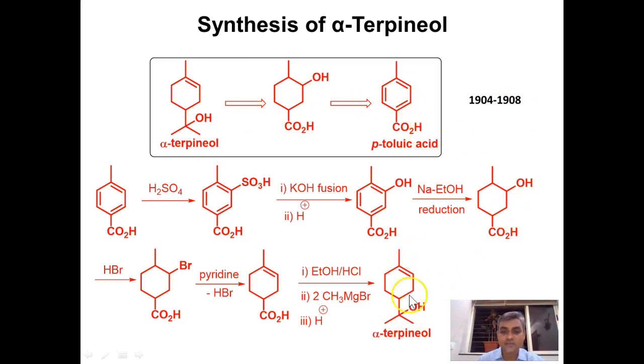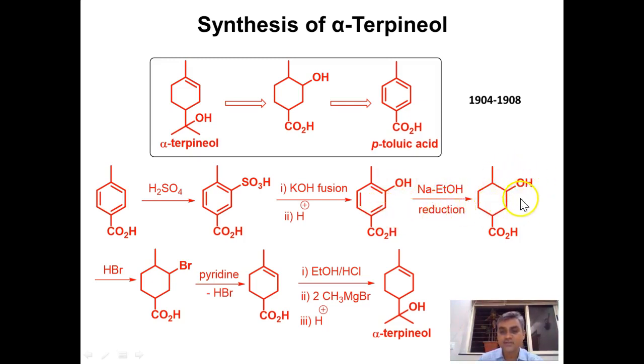We have to prepare this alpha terpineol molecule. So the basic starting material is para-toluic acid. So para-toluic acid is converted into alpha terpineol with the help of, again, simple reagents. Here it is sulfonated followed by KOH fusion. Sulfonation is required here because we want a double bond on this side, and for that in the beginning we carry out the sulfonation followed by KOH fusion. We get here a phenolic carboxylic acid, and this phenol undergoes reduction with sodium in ethanol.